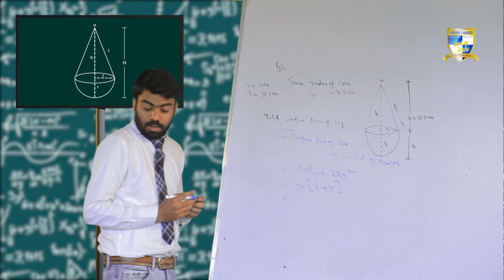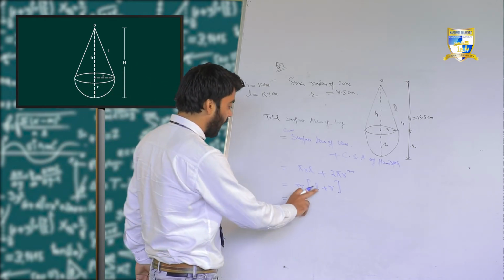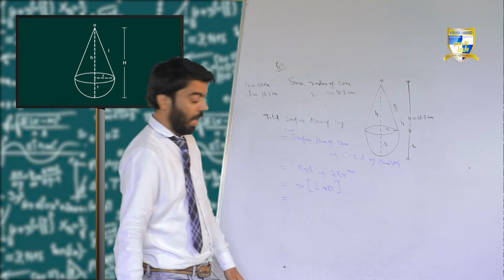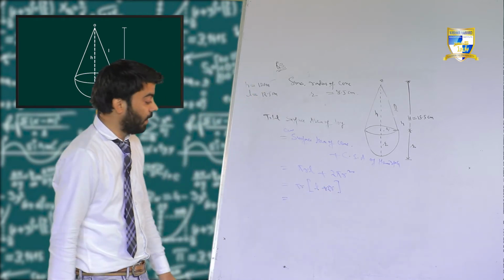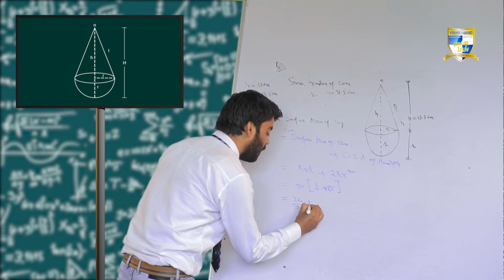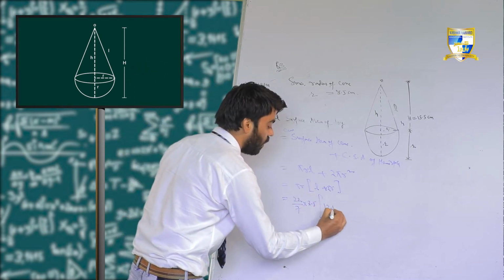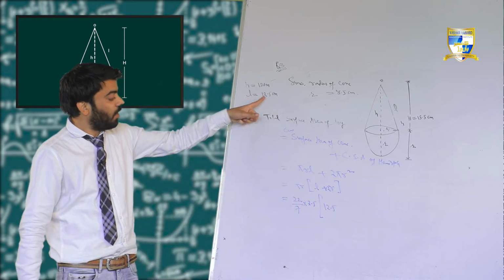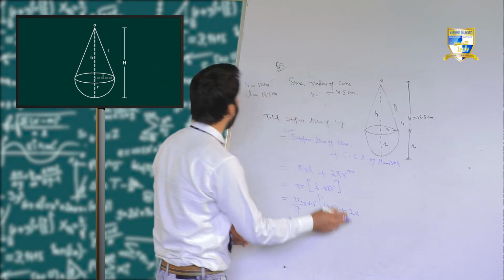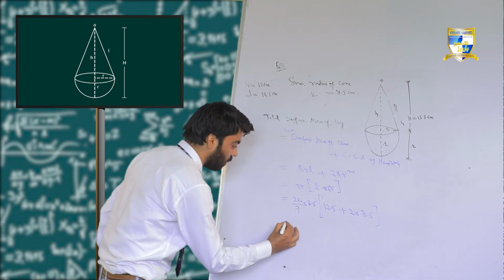Clear? So just put the value now. It will be pi r L. Here you have the pi r and it will be 2r, not only r, it will be 2r plus L. So just 22 by 7 and r is 3.5 and L you have equivalent 12.5. So it's 12.5 plus 2r. What is the value of r? R is 3.5. So do the simple mathematics.